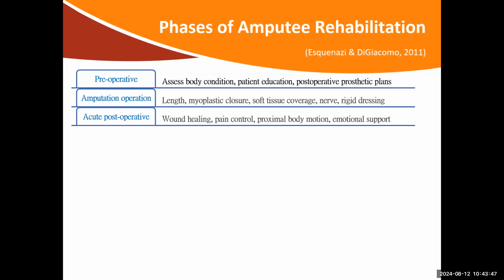But with some conditions, maybe they've got diabetes, they may be clinically admitted, which means it's not urgent, you just admit them on a certain day to have that kind of amputation, then you may have the pre-op rehabilitation.